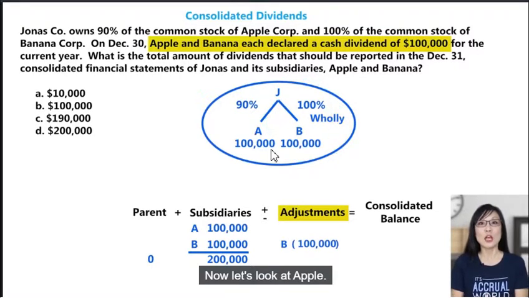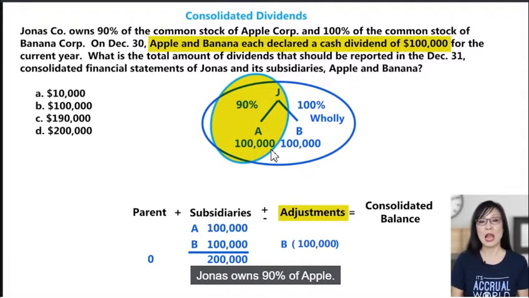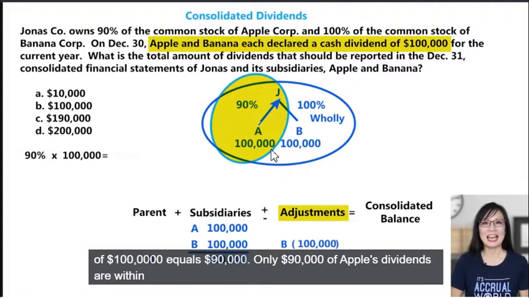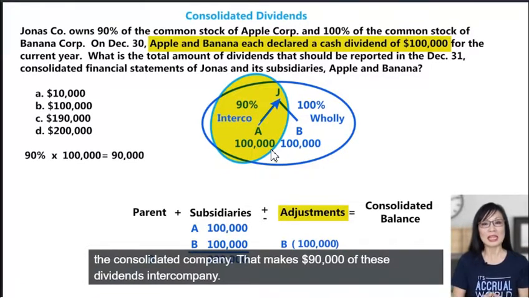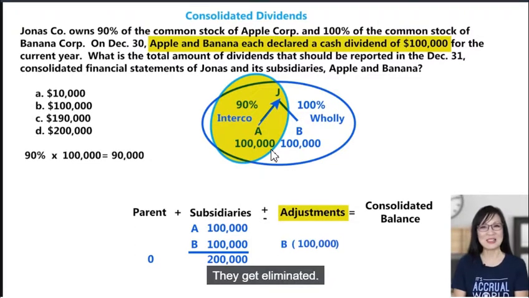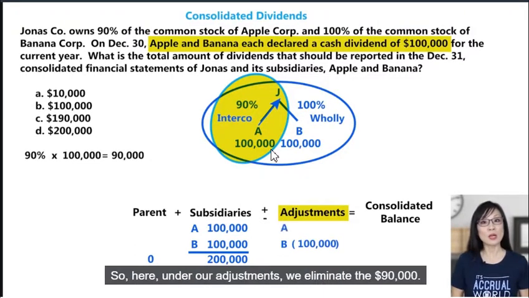Now let's look at Apple. Jonas owns 90% of Apple. That means that 90% of Apple's $100,000 of dividends are going to Jonas. 90% of $100,000 equals $90,000. Only $90,000 of Apple's dividends are within the consolidated company. That makes $90,000 of these dividends intercompany. And what happens to intercompany balances? They get eliminated. So here, under our adjustments, we eliminate the $90,000.